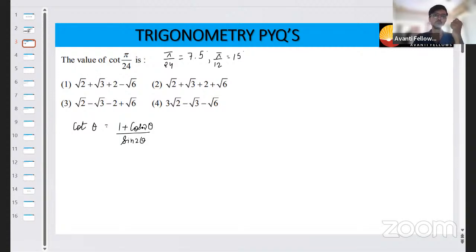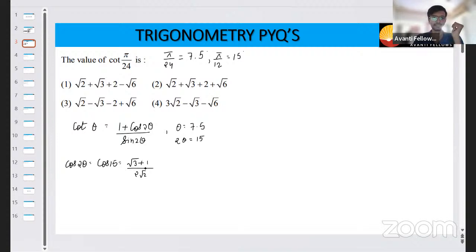1 plus cos what? 2 cos square. Oh, sorry, 2 sin cos. Then we get cot theta. Right? Where theta is 7.5. That means 2 theta will be 15. So we can write the value of cos 2 theta, which is basically cos 15. Cos 15 is cos of 45 minus 30. Right? By using allied angles, we can use it. So cos of 45 minus 30. What does it come to? I think it comes to root 3 plus 1 upon 2 root 2.